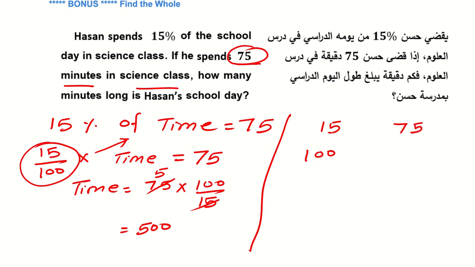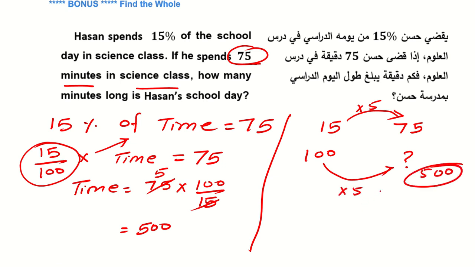It was 100 and then 15. So how much time for 75? You can see 15 times 5 will be 75. So 100 times 5 will be equal to 500. Okay, it is up to you. Whatever method you think is convenient and easy for you, you can practice with that method.